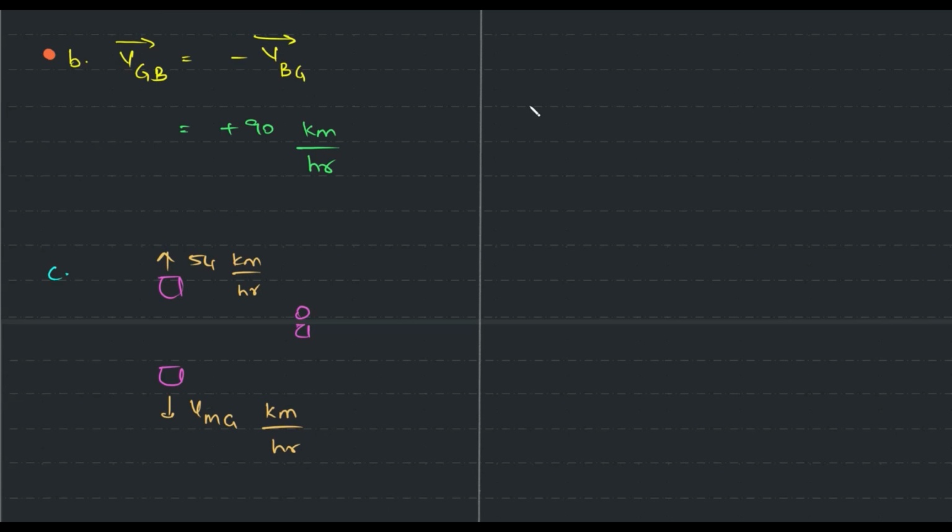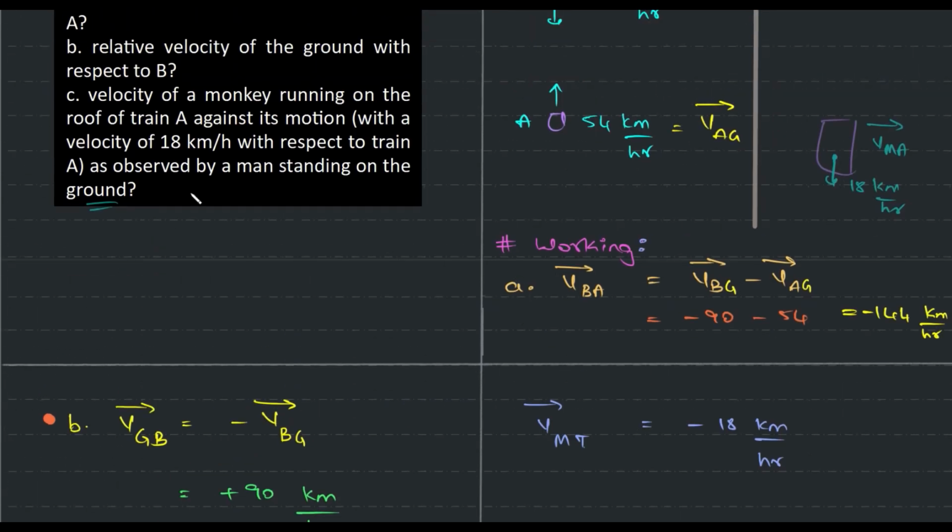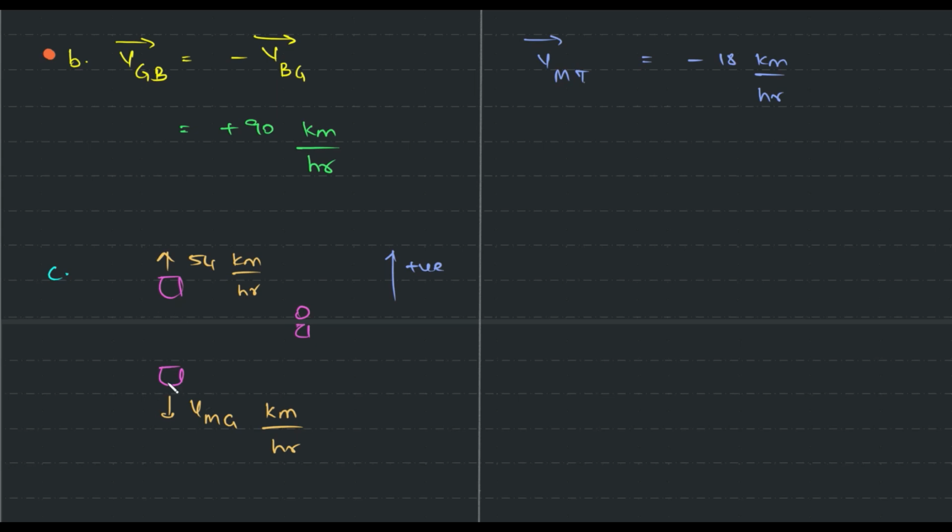But what we know is that the velocity of the monkey with respect to the train is negative, because we're considering north as positive. So it's running south at 18 kilometers per hour with respect to the train. The negative sign came from the monkey running on the roof of the train against its motion. Because of the word against, I considered that it's moving away. So it's quite simple. See guys, if you understand the diagram, we are pretty much there.